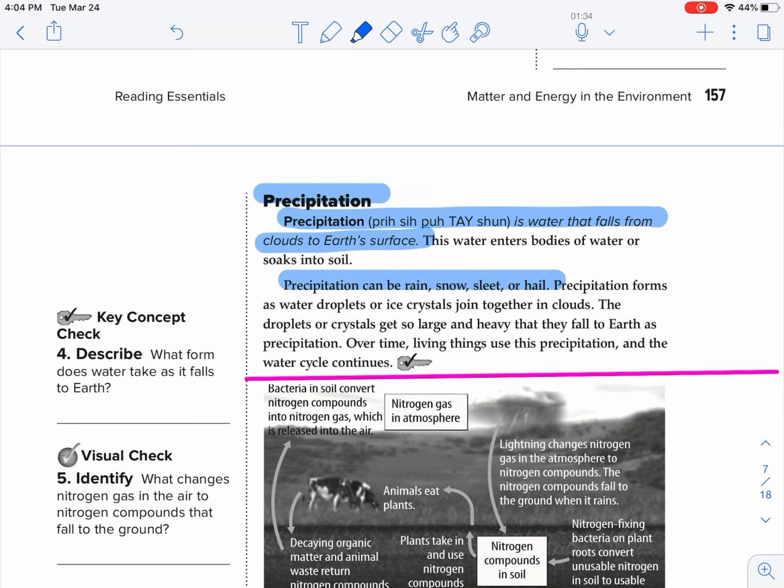Precipitation forms as water droplets or ice crystals join together in clouds. The droplets or crystals get so large and heavy that they fall to Earth as precipitation. Over time, living things use this precipitation and the water cycle continues. So let's stop and look at this key concept. What form does water take as it falls from Earth? It's going to be either rain, snow, sleet, or hail, and that's going to depend on the temperature of the air.